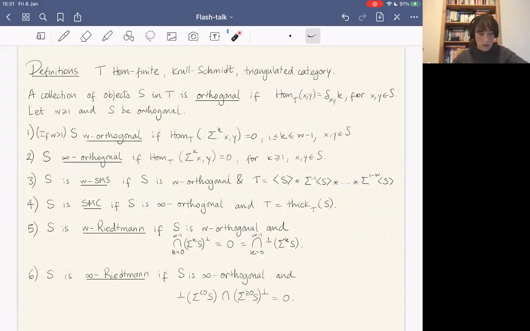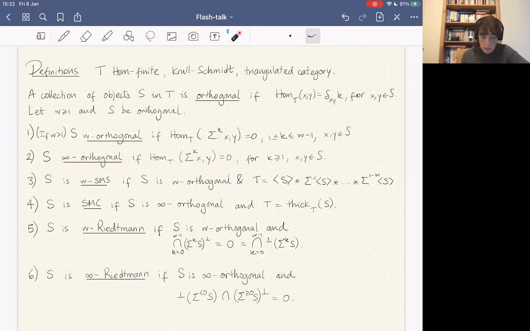So again, we can define these objects in a nice triangulated category. And so we have some vanishing conditions and some generating conditions. So we'll say that a collection of objects is orthogonal if basically they behave as simple objects. Okay, so there's this vanishing Hom condition. And we say that it's W orthogonal, if W is strictly bigger than one, if there is some negative extensions vanishing, for between one and W minus one. But we also have the infinity version of this. So we have all the negative extensions vanishing. We call that infinite orthogonal.